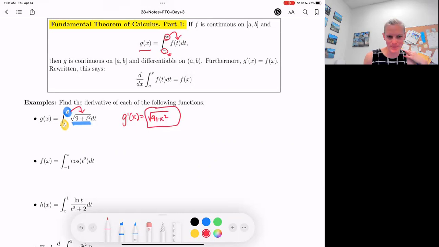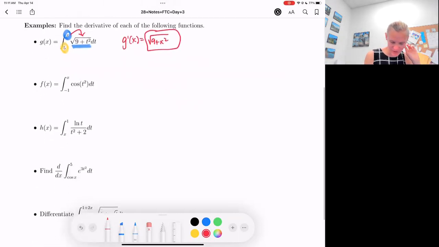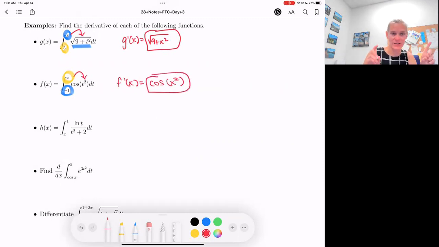Easy peasy. So for this next one, I have the same thing. I have a number at the bottom. I have an x up top. That is how this statement is made. So I just plug the x in. So the derivative of that integral is cosine of x squared. Notice this only works if you are being asked to find the derivative of an integral.